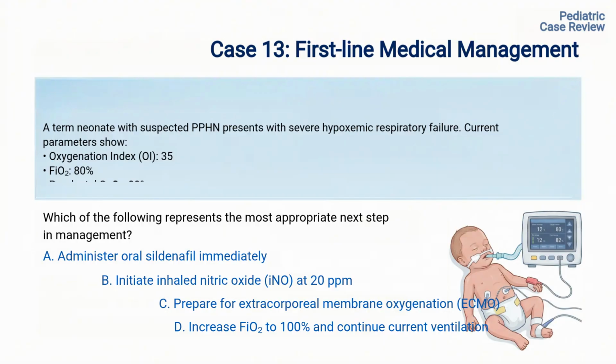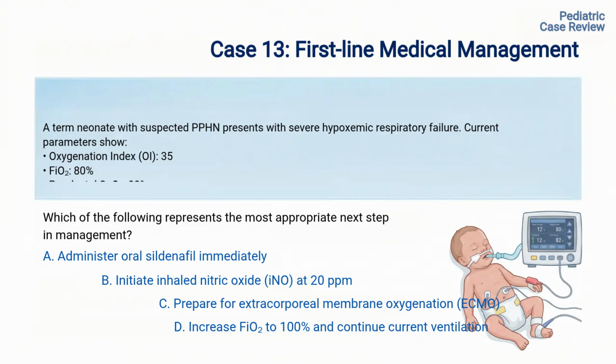Case 13. A term neonate with suspected PPHN presents with severe hypoxemic respiratory failure. Current parameters show oxygenation index 35, inspired oxygen fraction 80%, preductal saturation 88%, postductal saturation 82%, mean airway pressure 12 centimeters of water, pH 7.28, and arterial carbon dioxide partial pressure 48 millimeters of mercury. The infant is on conventional mechanical ventilation and remains critically hypoxemic despite optimal ventilatory support.